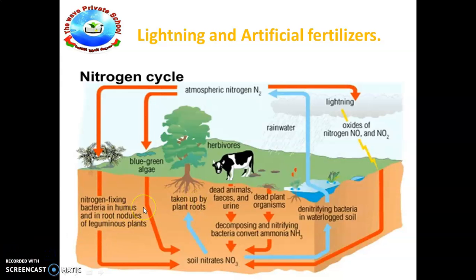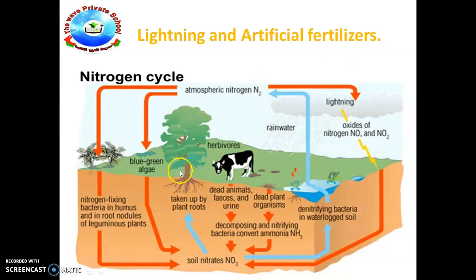So now we are going to see how the artificial fertilizers are made. For example, how the ammonium compounds and nitrates are forming. In this you can see nitrogen and hydrogen can be made to react in an industrial chemical process forming ammonia.